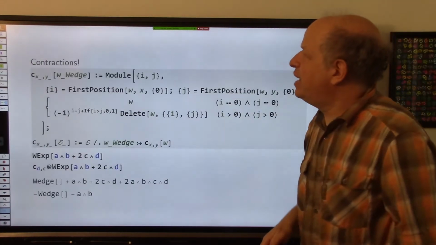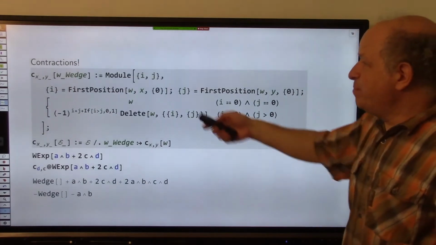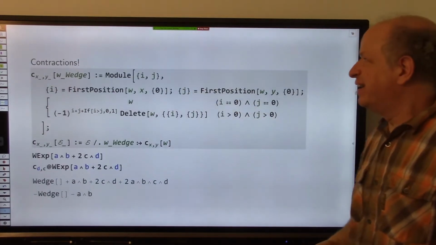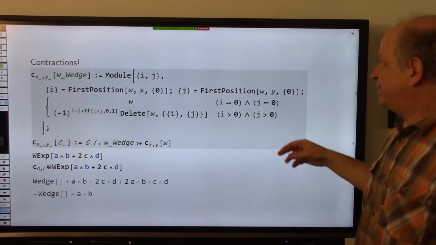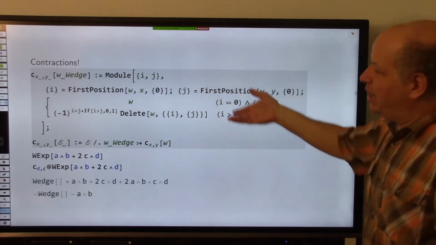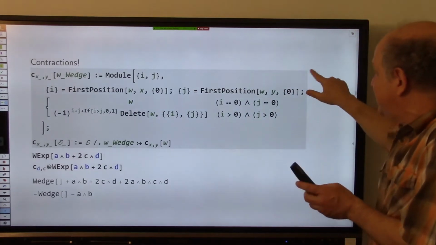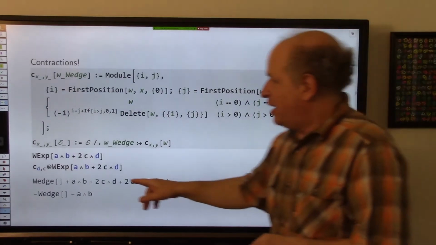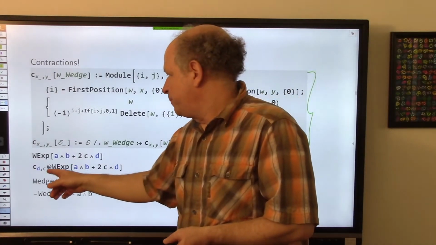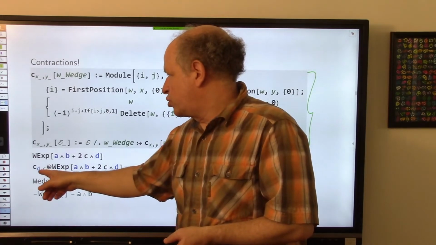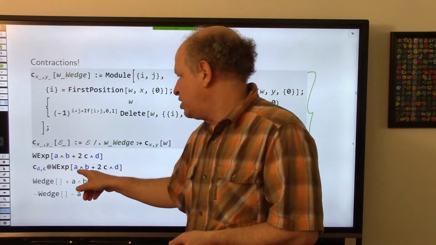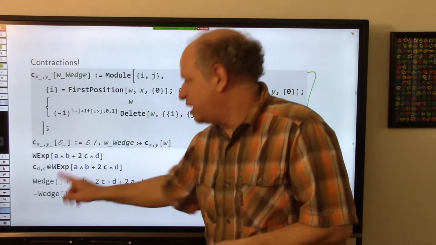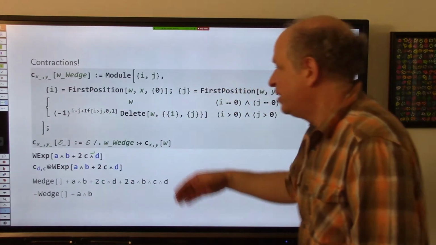Okay, next, I implement contractions, and this is a bit of a mess, but it's a relatively short thing, and we can check it. If you contract D and C inside the exponential written here, you get this answer, and you can check for yourself that this is correct.